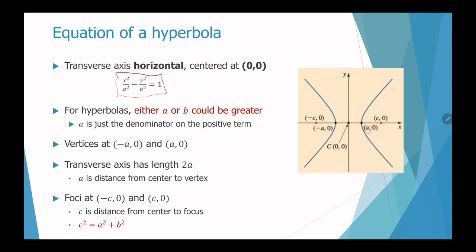A's here. A is just the denominator in the positive term. That's all it is. So this A is just the denominator. It does tell us where the vertices are, where the shifting happens, because a vertice means a change in direction. So we really do change direction at that point.